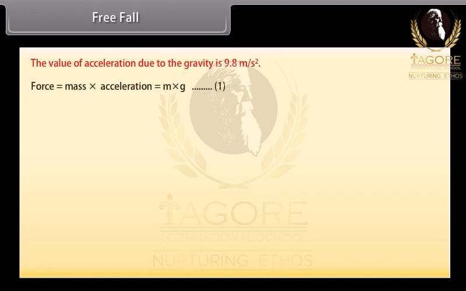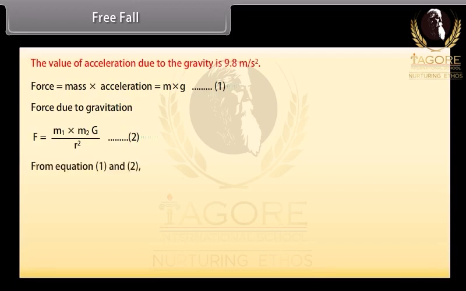Force is equal to mass into acceleration, which is equal to m into g, equation 1. Force due to gravitation, F is equal to m1 into m2 G upon r square, equation 2. From equation 1 and 2, m into g is equal to m1 into m2 G upon r square. g is equal to GM upon r square. g is equal to 9.8 meter per second square.